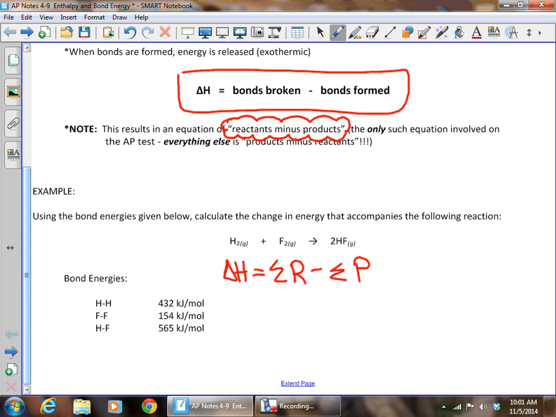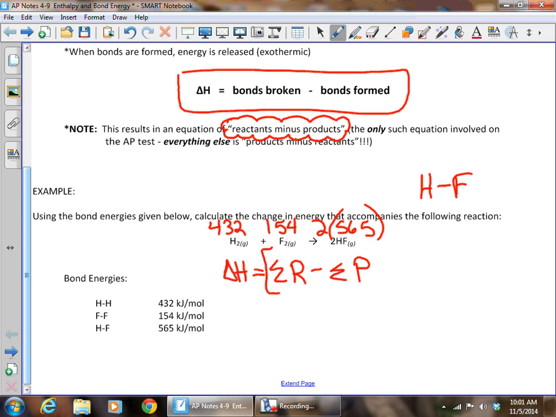It gives us the values down here for bond energies that we did for heats of formation. So for a hydrogen-hydrogen bond, it's 432 kilojoules per mole. For a fluorine-fluorine bond, it's 154. And for the HF bond, it's 565. And since HF is simply a 1-bond compound, all we need to do is multiply that value by 2 to see how much energy is involved there.